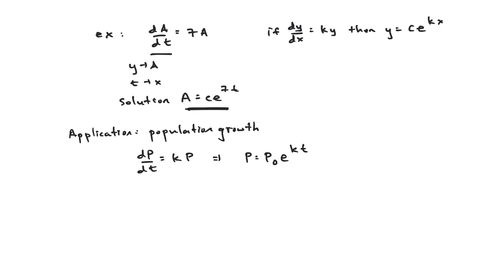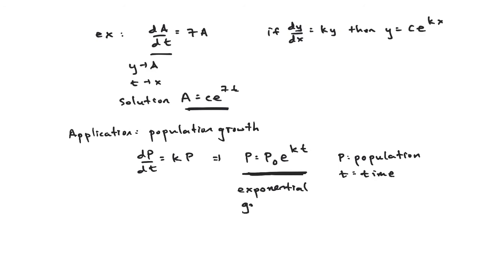So let's say that in this case our p represents some population of some country or some state or something like this, and t is given in time. Then if the rate of change of the population with respect to time is equal to some constant times the population, then we can say that the population's behavior is going to be exponential growth. So this here is an exponential growth if k is greater than 0.